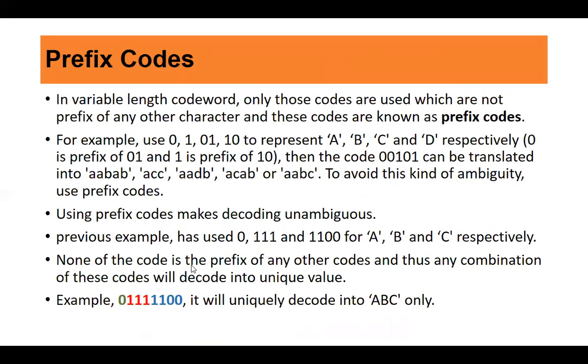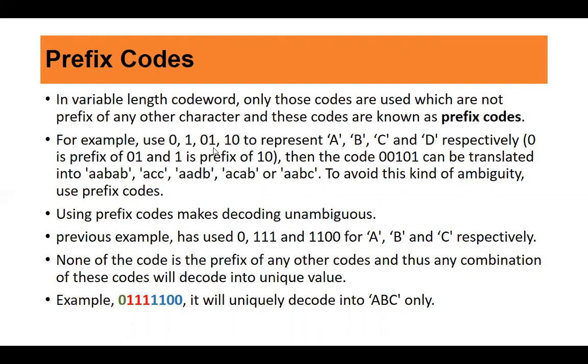The next thing you have is prefix codes. This is one of the important things we should know. In a variable length code word, only those codes are used which are not prefix of any other character, and these codes are known as prefix codes, right? So in case of variable code word, we don't use codes that are prefixes of others. Why we don't use them? Let us look at an example.